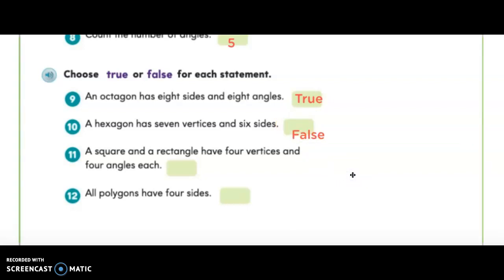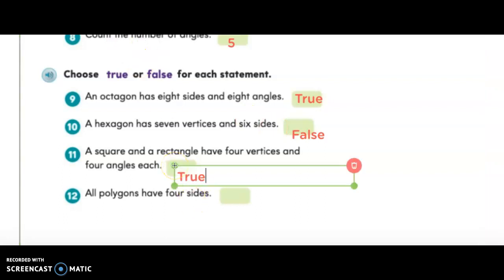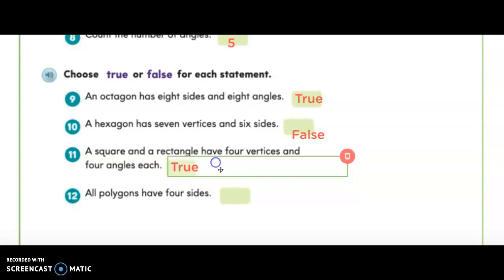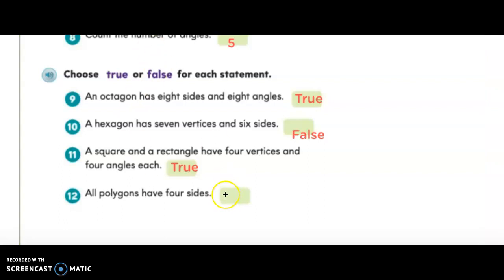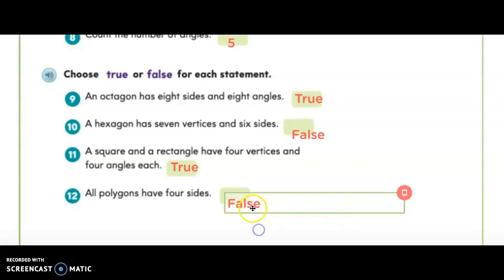Number 11, a square and a rectangle have 4 vertices and 4 angles each. Now both of these are 4-sided figures, so this would be true. If it's a 4-sided figure, it's going to have 4 vertices and 4 angles. Now, this is one that often people get tricked with as we continue. So all polygons have 4 sides. That is false. Now there are a lot of 4-sided figures that we will look at, but there are other shapes that are considered polygons besides just the 4-sided figures.